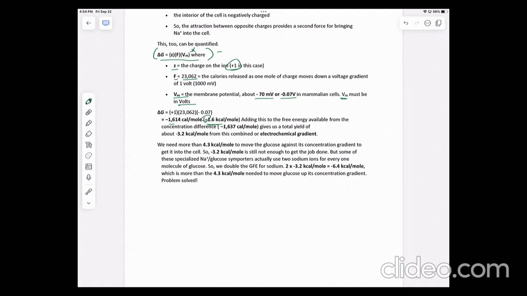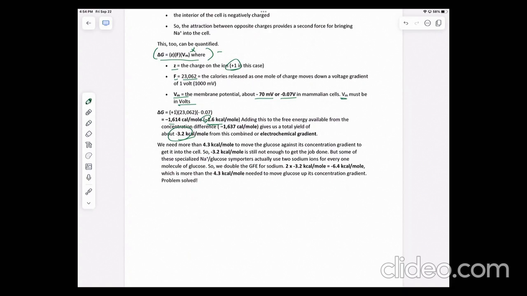So what I do now is I have a quantity of energy being released because of the concentration gradient, and I also have a quantity of energy being released because I'm drawing a positive charge into negative. All I have to do then is add the two up, and when I add the two up, I get minus 3.2 kilocalories per mole. So that's accounting for both the electrical force and the concentration force.